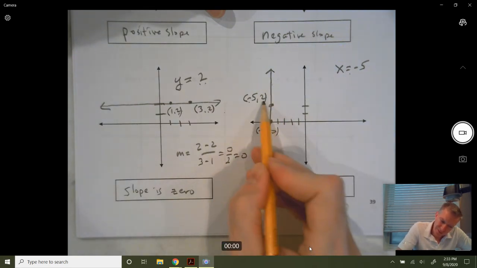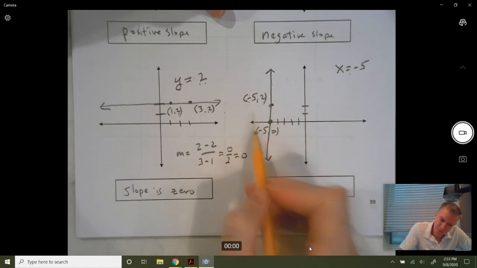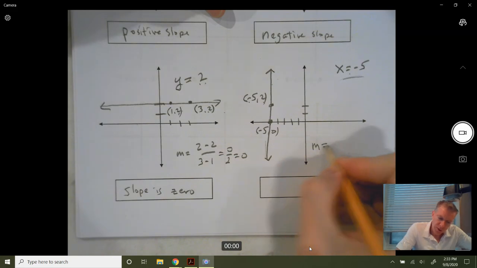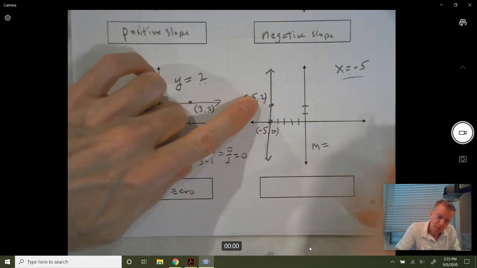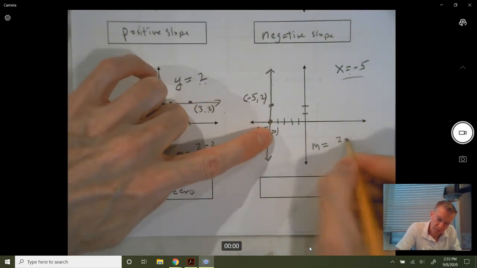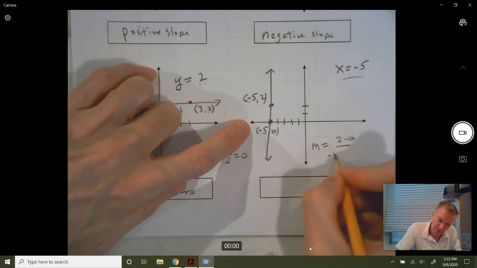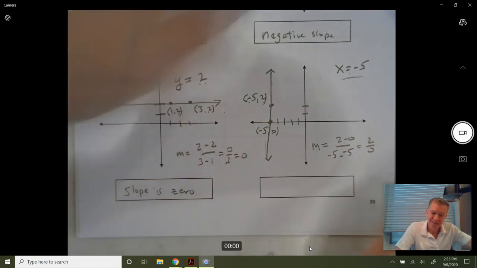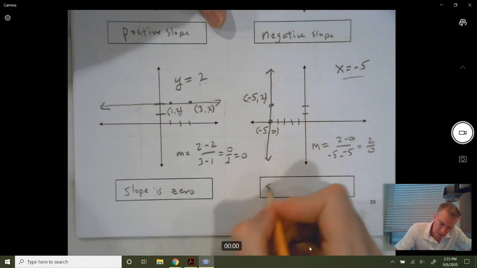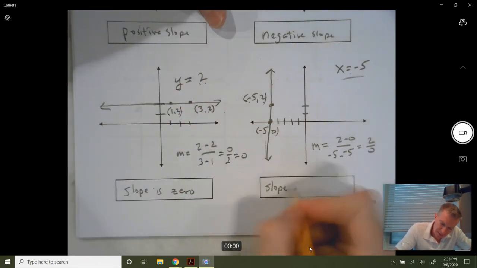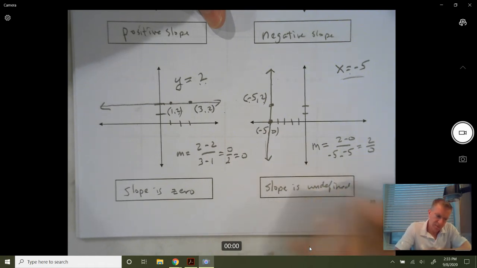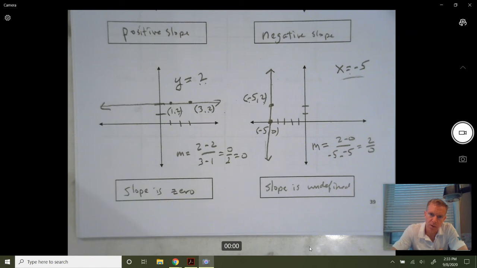Notice the y can be different values, but the x is always negative 5, so we call it x equals negative 5. And if you find your slope, the change in y, you're going to get 2 minus 0 over the change in x, negative 5 minus a negative 5. And now we get 2 over 0. Well, that's an undefined slope. So we're going to call this slope undefined. Okay, so you have a positive slope, a negative slope, zero slope, or undefined slope.